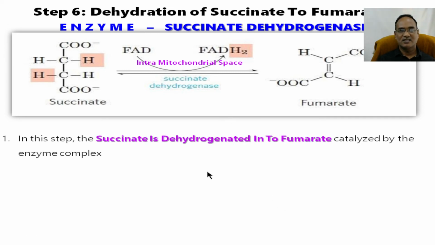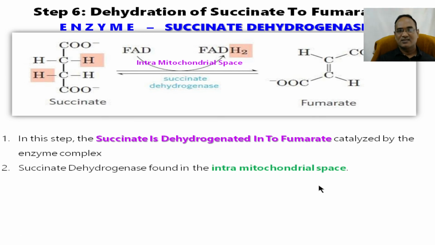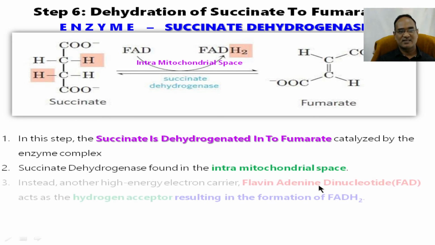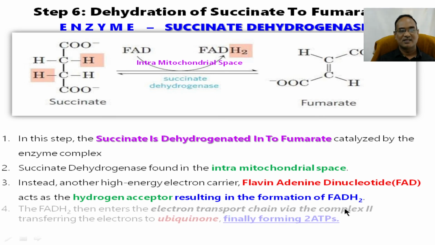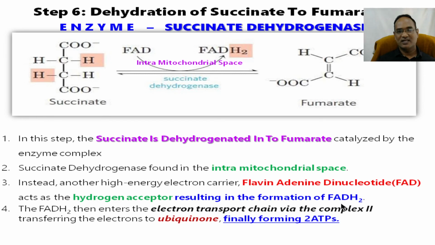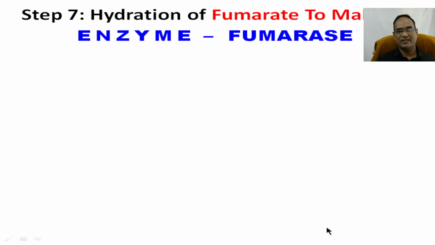In this phase, as we discussed earlier, two hydrogens are removed from succinate, so succinate can be converted into fumarate. This will happen in the intramitochondrial space, and in this chemical reaction, at the end we get FAD converted into FADH. So FADH then enters the electron transport chain via complex 2 and finally forms 2 ATP.